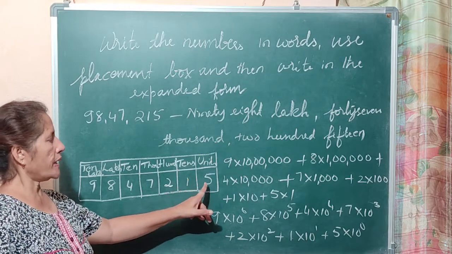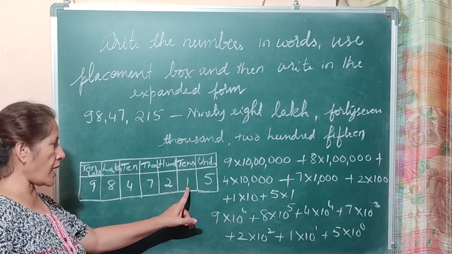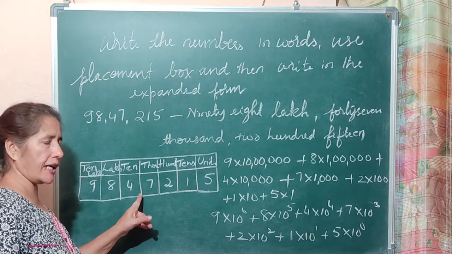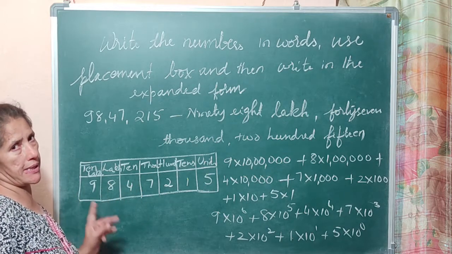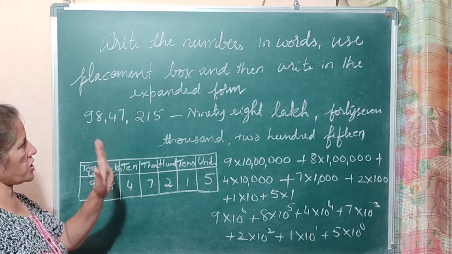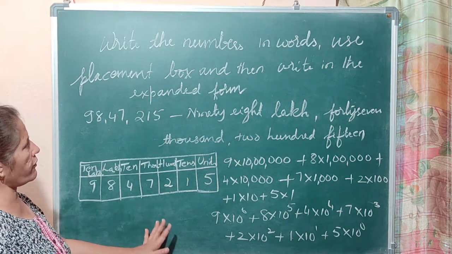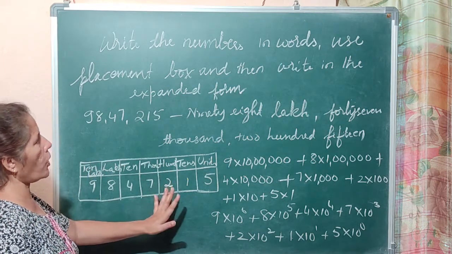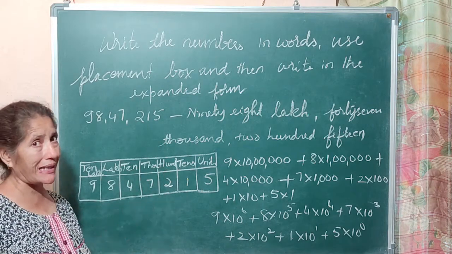Always verify: 10 to the power of 0, 10 to the power of 1, 2, 3, 4, 5, 6. So we are very much correct. We wrote in the expanded form, we wrote in the place value chart, we wrote in words. Is it clear?